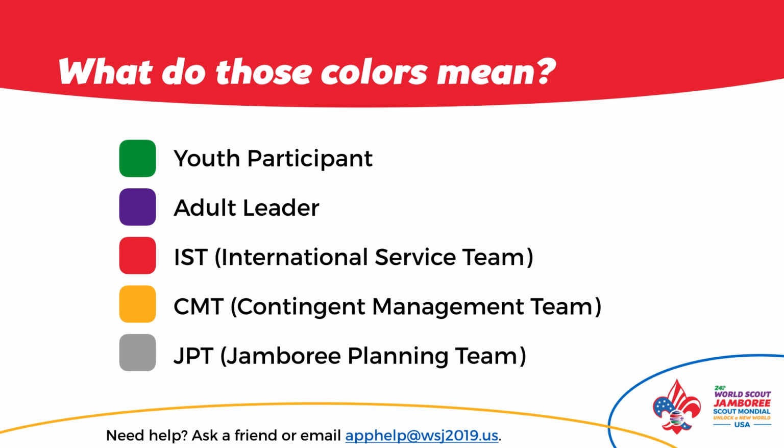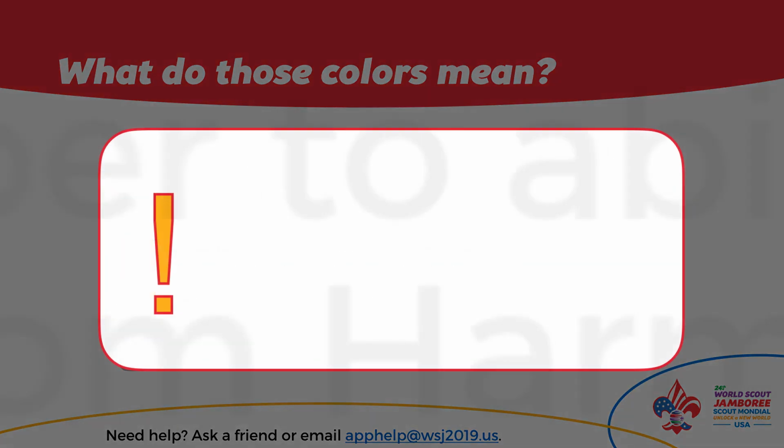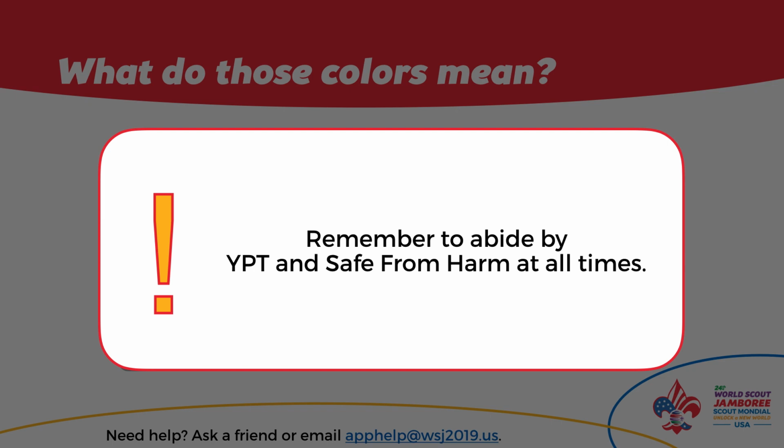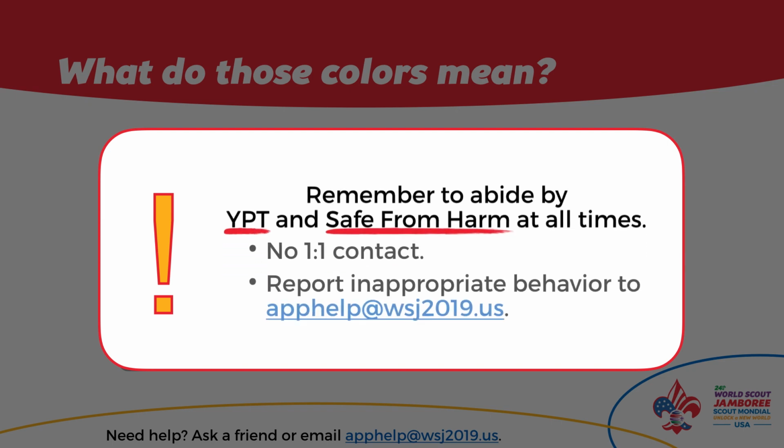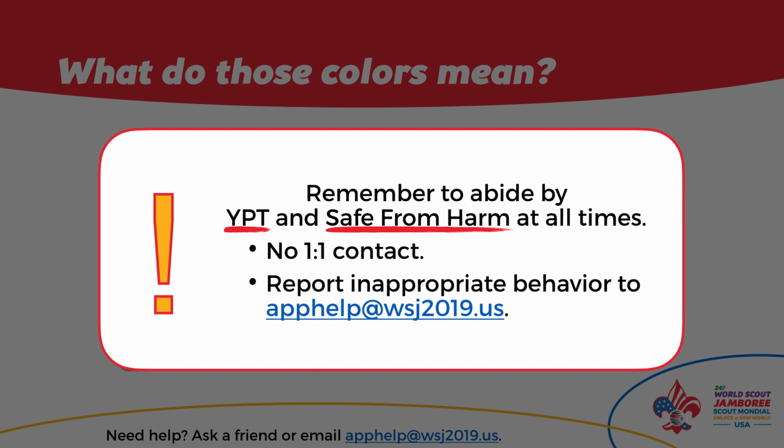Use these cues to make sure that you're adding the right people to the chat, as sometimes there are multiple people with the same name as a part of the contingent. It's an important note here to remember to always abide by the youth protection training and safe from harm at all times. That means no one-on-one contact is allowed. If you are aware of any inappropriate behavior that happens either in the messaging portion of the app or anywhere else, report it immediately to apphelp@wsj2019.us. No inappropriate behavior will be tolerated.